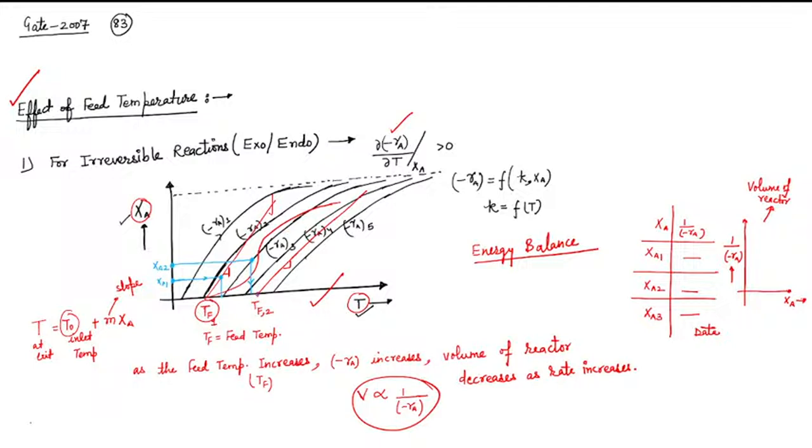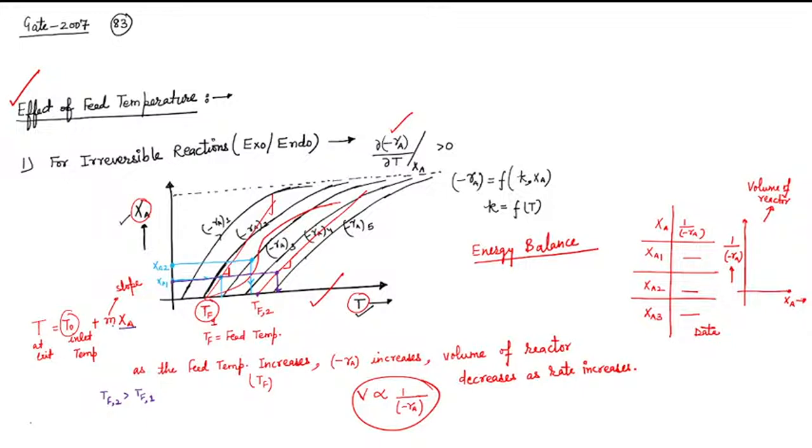This is the feed temperature now. Feed temperature, second case. Because TF2 is higher than the feed temperature TF1. You can see fixed conversion XA1. So at XA1, what is the temperature, sir? This is the temperature. So the exit temperature increases at this conversion XA1.